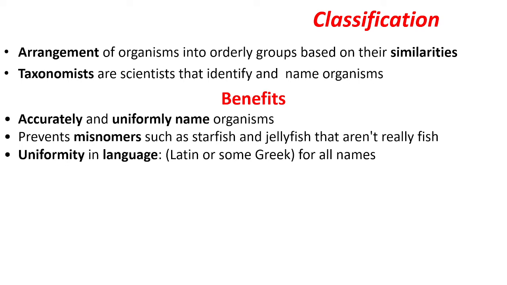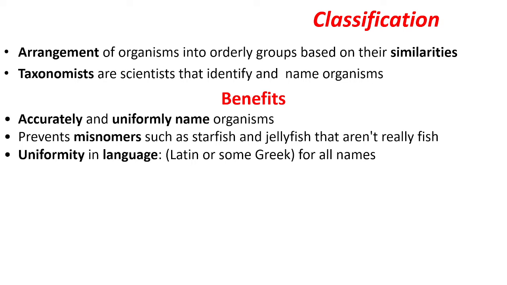Now, what is meant by classification? Arrangement of organisms into orderly groups based on their similarities. Taxonomists are the scientists or researchers that identify and name these organisms. What are the benefits? Basically, we can delineate species uniformly. We can uniformly name the organism and delineate it in a classification system, so that any other researcher or future generation who comes to understand the species will be able to locate that species with their characteristics and all the information regarding it.